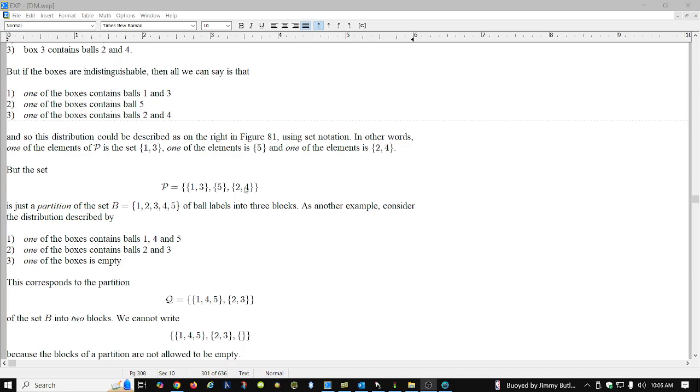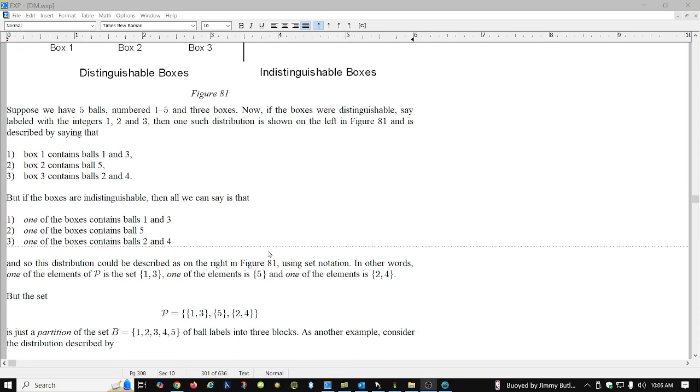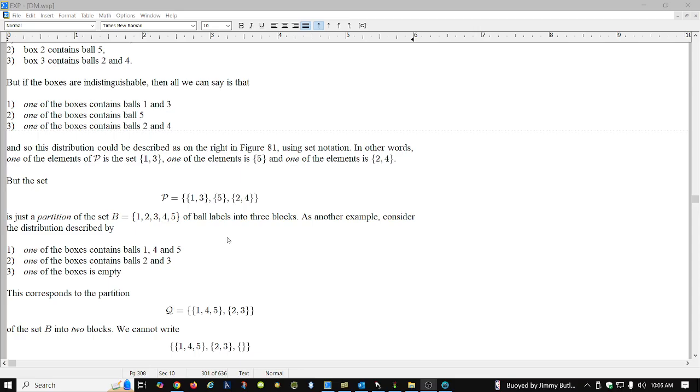But this set P, which is the set I have up here, is just a partition of the set of ball labels into 3 blocks, corresponding to the 3 boxes. But we have to be a little careful here in thinking of distributions as partitions, because in a partition the blocks cannot be empty, but in a distribution the boxes can be empty, unless we require otherwise.